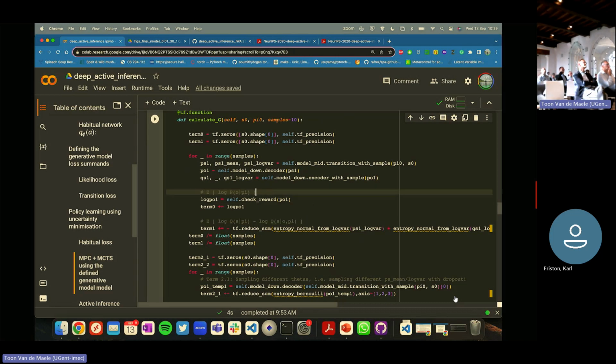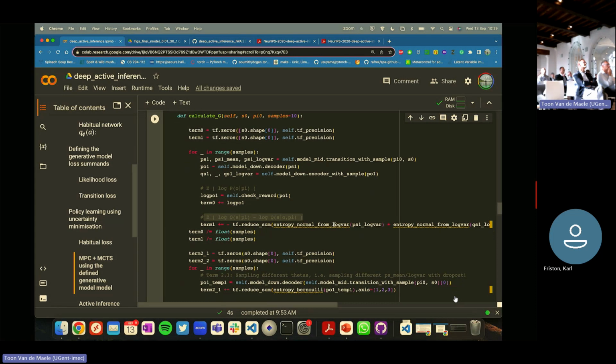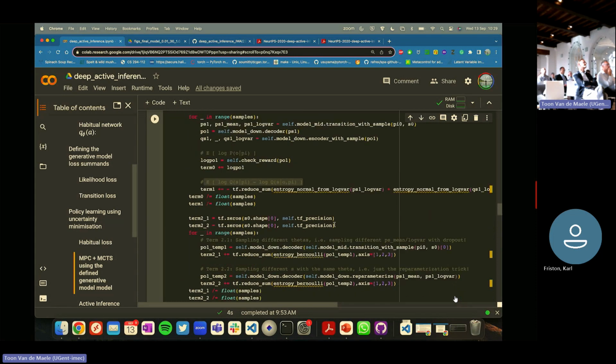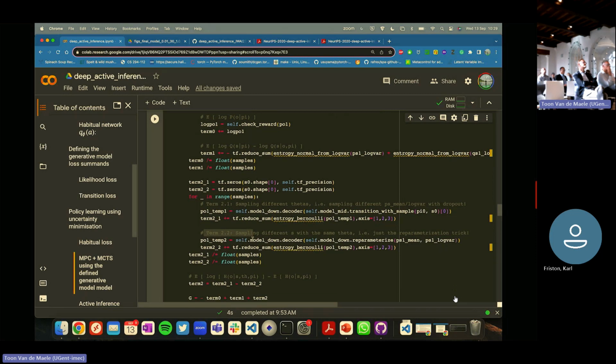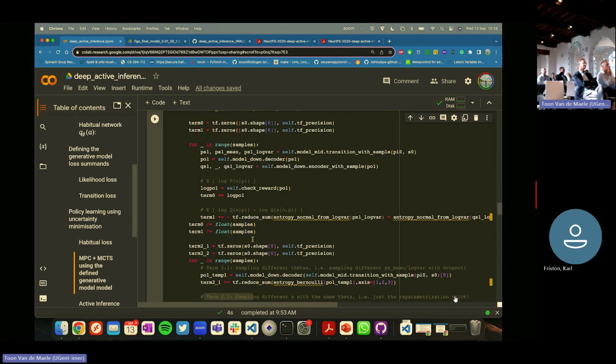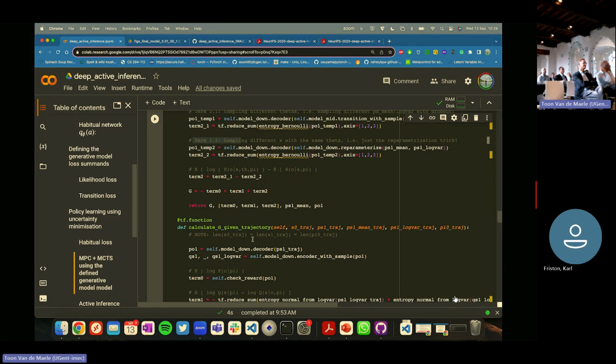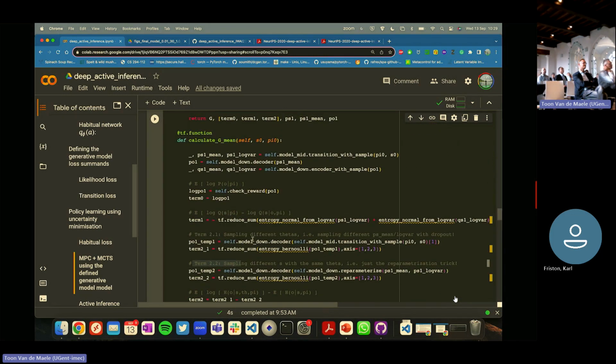So this is our A term. This is our B term, if you go back to the slides, and this is the third term, C. So this is the first part of it, and this is the second. The key difference that I wanted to highlight is that you can either have a sampling-based approach, or you could have something where you're just using the mean.